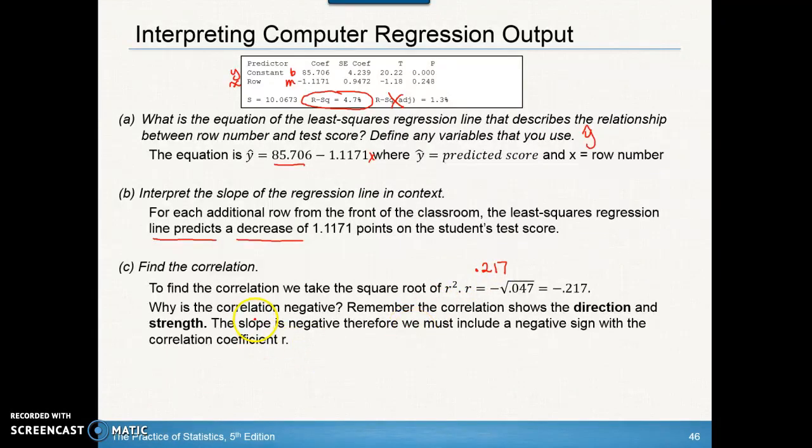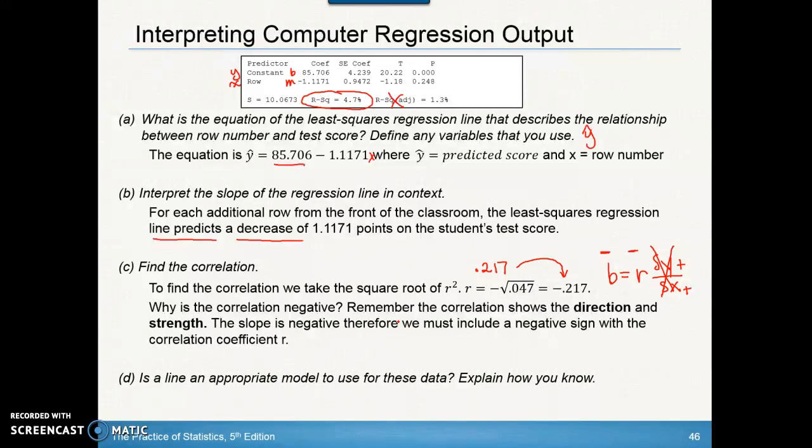But just do a quick check. Remember that when we find our slope, it's r times the standard deviation of y over the standard deviation of x. These are both positive, so they're not going to affect the sign of our slope. Since our slope is negative, that means our correlation coefficient must also be negative. So that's not going to be given to you. You have to know to add that in. Remember that it shows the direction and the strength. So this is going to tell us that it's a negative slope. The slope is negative, therefore we must include a negative sign with the correlation coefficient r.